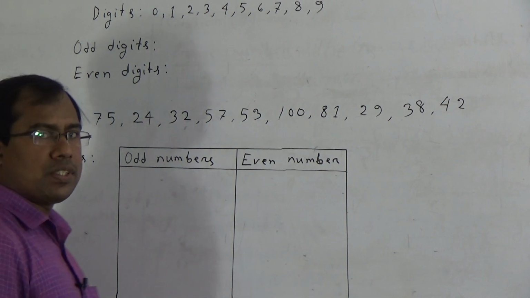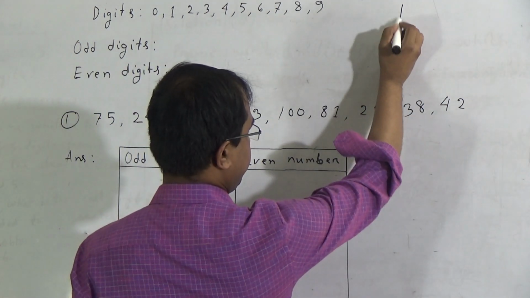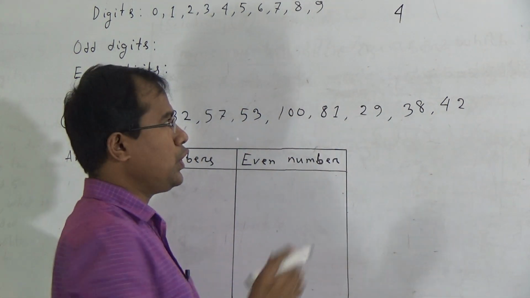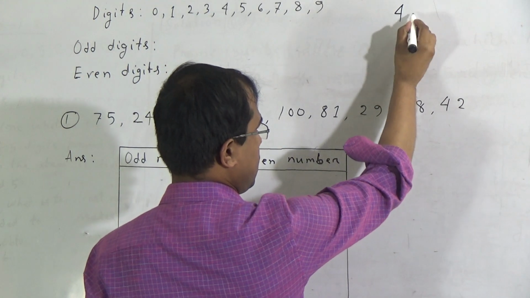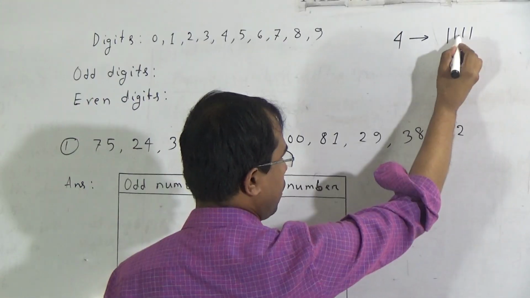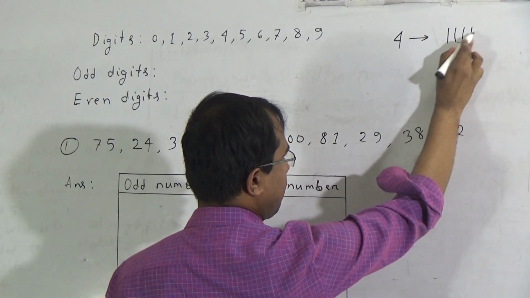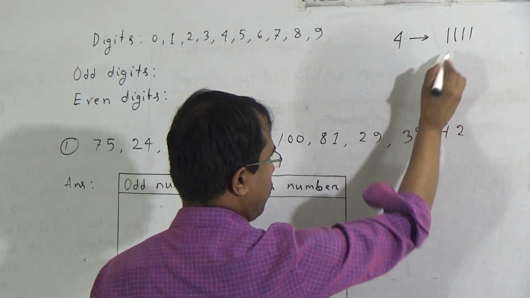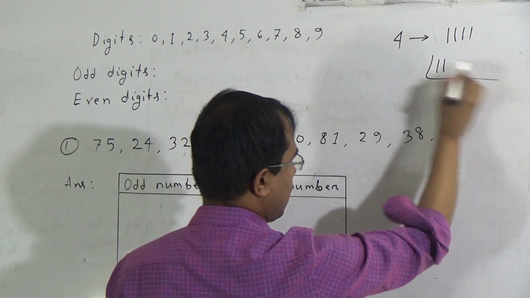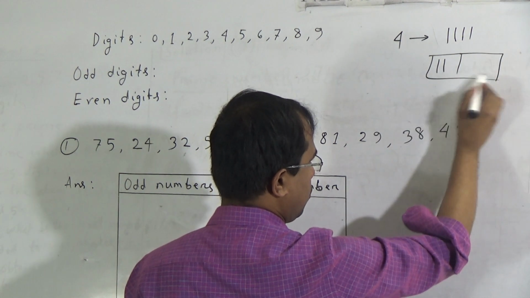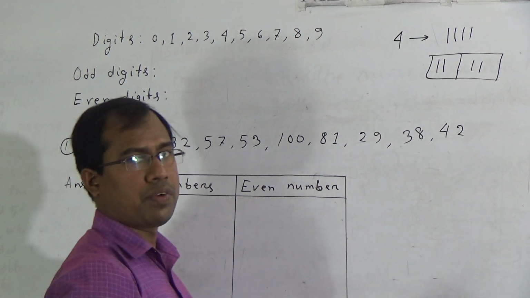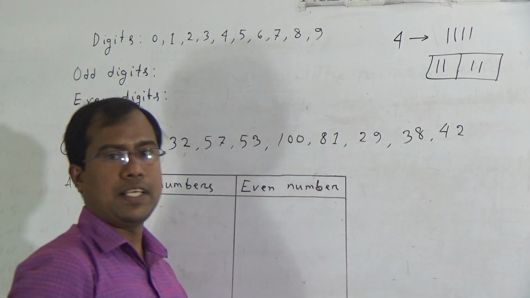Here, if we consider a digit 4, we can divide this 4 into two equal parts. If we denote this 4 by 4 sticks, 1, 2, 3, 4, now we can divide these 4 into two equal parts, taking 2 in one part and another 2 in the other part. That means we can divide 4 into two equal parts. So 4 is an even number.